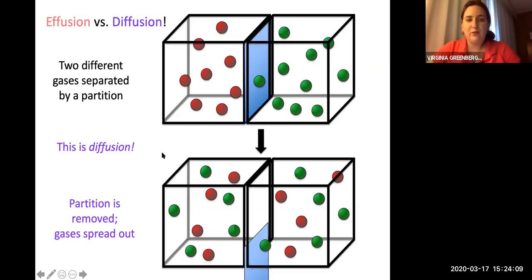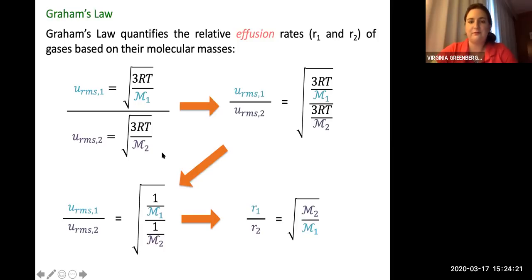And so we want to be able to describe this and compare different gas molecules to each other mathematically. To do that, we'll use what we call Graham's law. Here I've laid out the derivation for Graham's law. It's actually pretty simple. This might look like a lot of variables on one slide, but all you do is start with the RMS speed equation for one gas with its own mass and divide it by the RMS speed for a different gas.